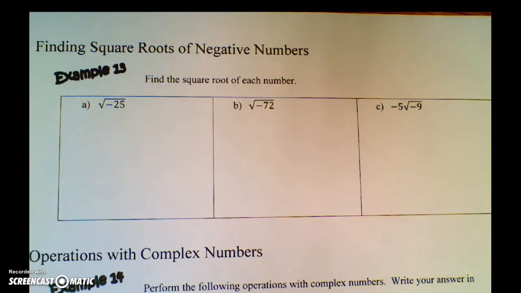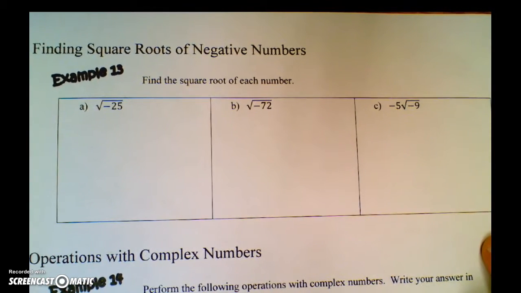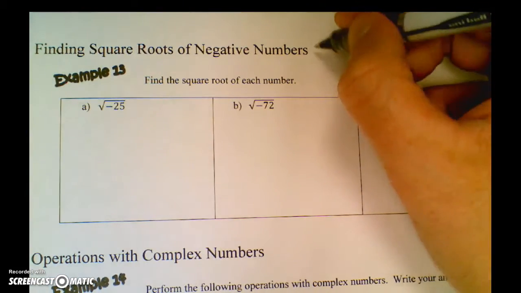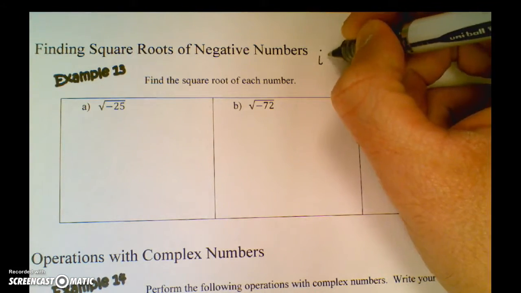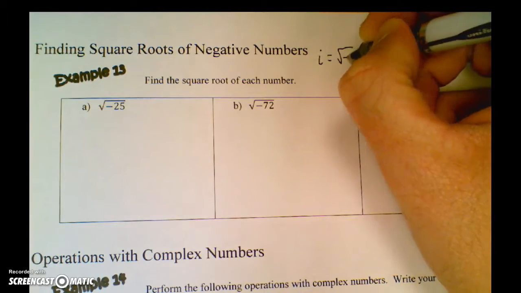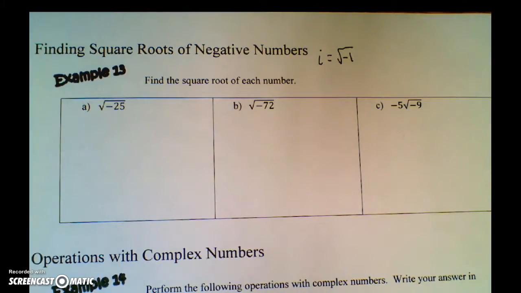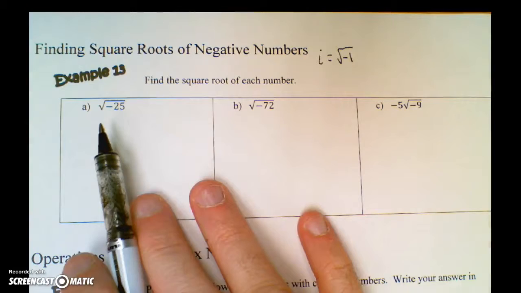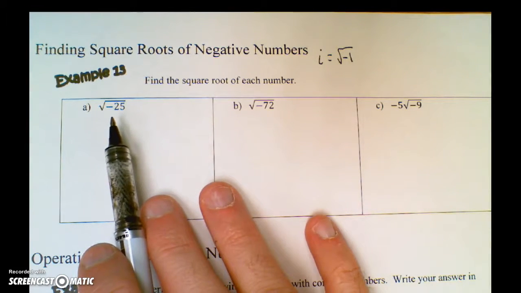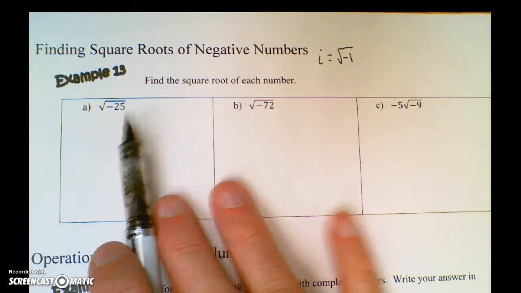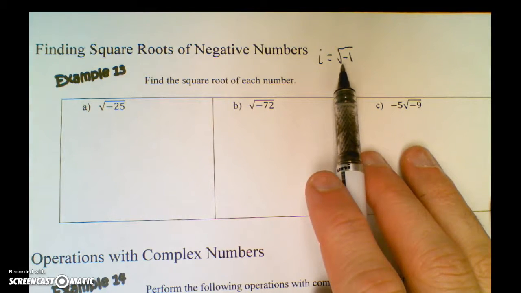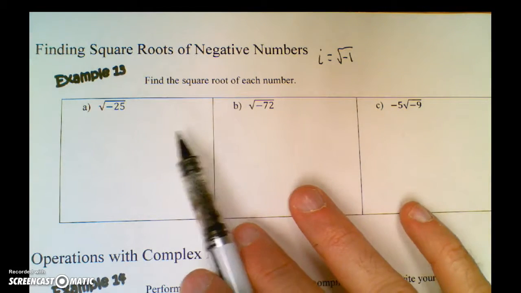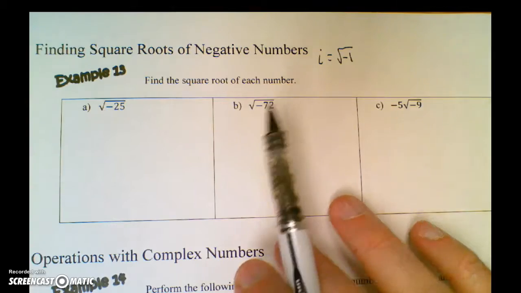Alright, here's example 13 from the quadratic unit packet, and this is on the day 5 notes. Before we do this one, just remember from looking at your notes that we learned this new value called i, which really is just the square root of -1. Generally before, we used to say there were no real solutions when you had to square root a negative number, but now because of this new terminology, we can simplify problems that involve negatives under the square roots.